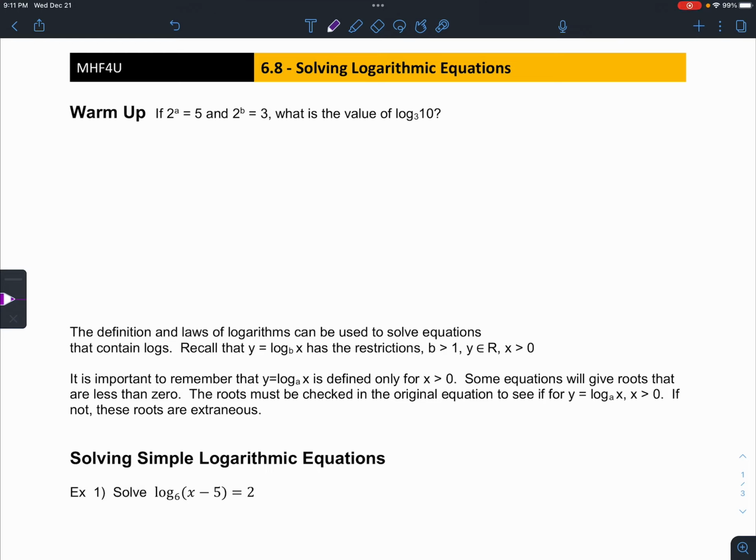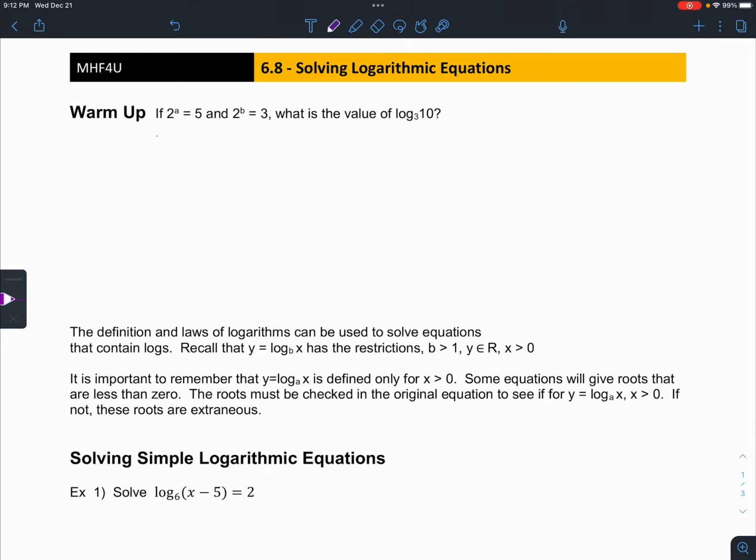Okay, so assuming that you have attempted this warm-up or have figured it out, let's have a look at how we would approach it. We're given 2 to the exponent of a is equal to 5 and 2 to the exponent of b is equal to 3. We're asked to find the value of log to the base 3 of 10 in terms of a and b.